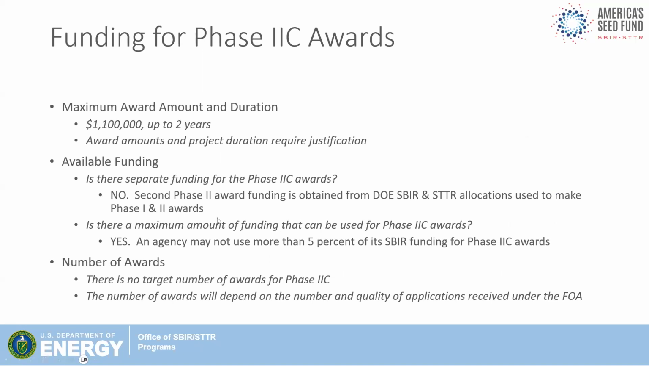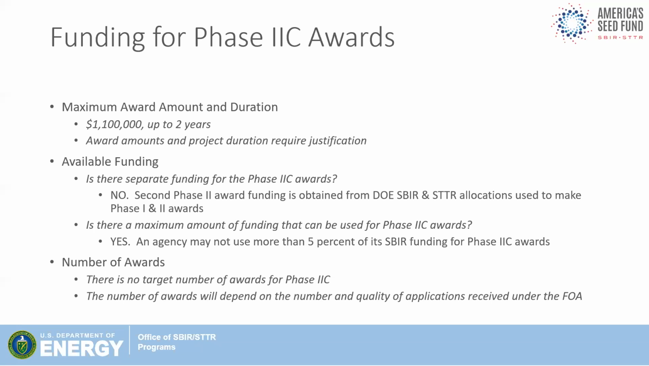Just like the 2A and 2B, the maximum amount is 1.1 million up to 2 years. Again, no set aside for any phase 2C awards. As you can see, we get a fairly limited number of those. Some years, we had one application last year, but in some years we've gotten up to maybe 6 or 8 applications for phase 2C.